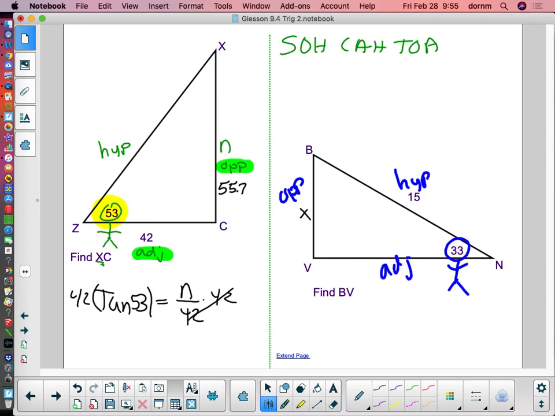Which sides are involved in this particular problem? Opposite and hypotenuse. Which function involves opposite and hypotenuse? Sine. Okay? So sine of my angle equals opposite over hypotenuse. And your work is done. Now the rest is in your calculator. 15 sine 33, 8.2.